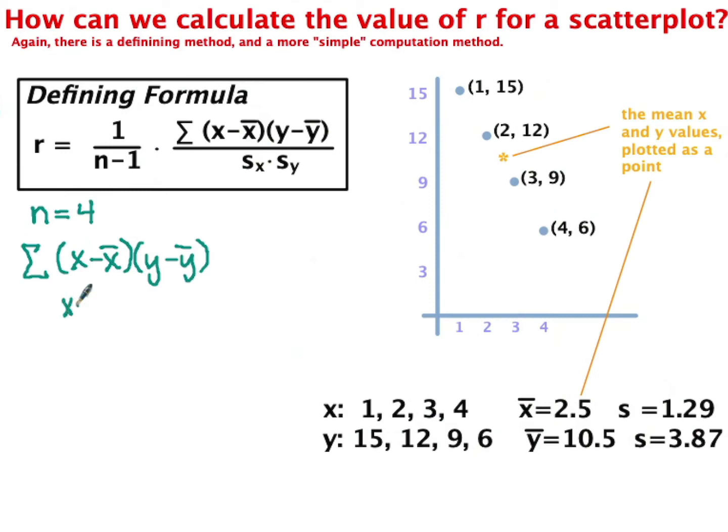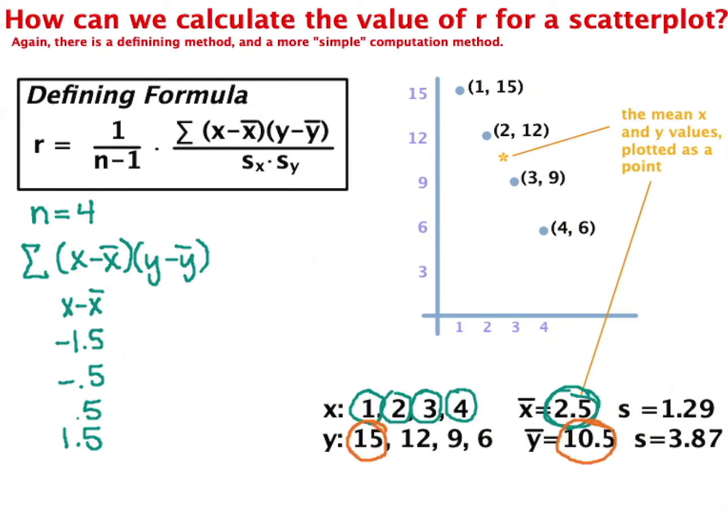So let's do x minus x bar for each of those x values. So I've got 1 minus x bar, 2 minus x bar, 3, and then 4. And let's do the same thing for the y values. y minus y bar.